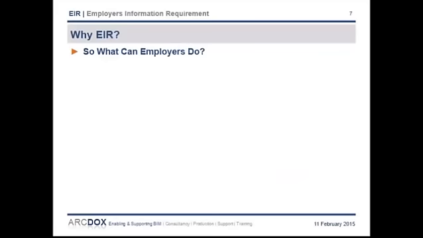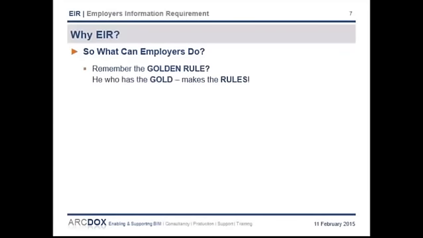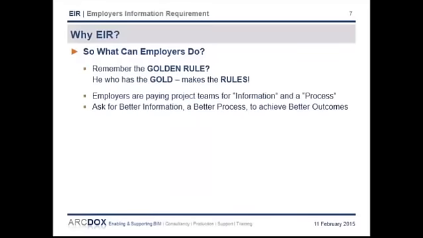So what can you do as a client in this situation? I'd say, remember the golden rule. He who has the gold makes the rules. As the client, you're already paying people to produce information and carry out a design and construction process. So as the paying customer, you should ask for better information, a better process to help get a better outcome.